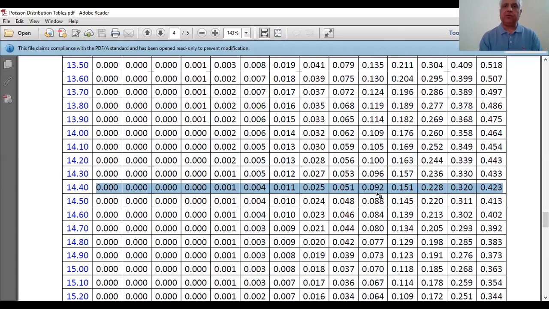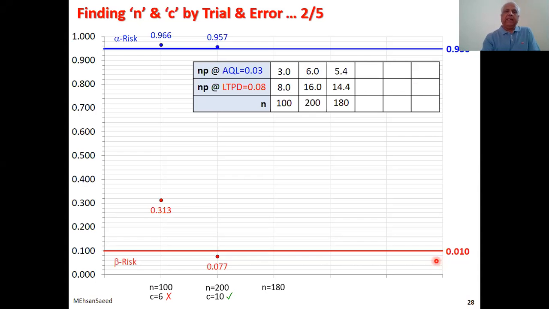Okay, back to our problem. N is equal to 180. We found C is equal to 9. It was 0.951, so it is above the line. This one was 0.092, so it is still below 10%. Again, this sampling plan is acceptable to both parties.